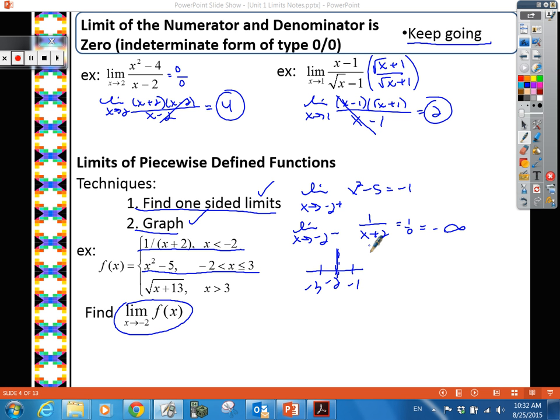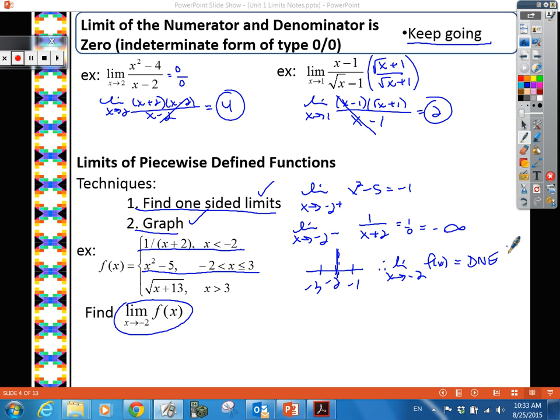And so that's the technique that is really helpful to use when you have a number over 0. Okay, that'll tell you where you're going. And we're going to a negative infinity, which means that this little guy does not exist, right? Because the right and left side don't match. So therefore, the limit as x goes to negative 2 of f of x does not exist, because the left and the right side don't match.